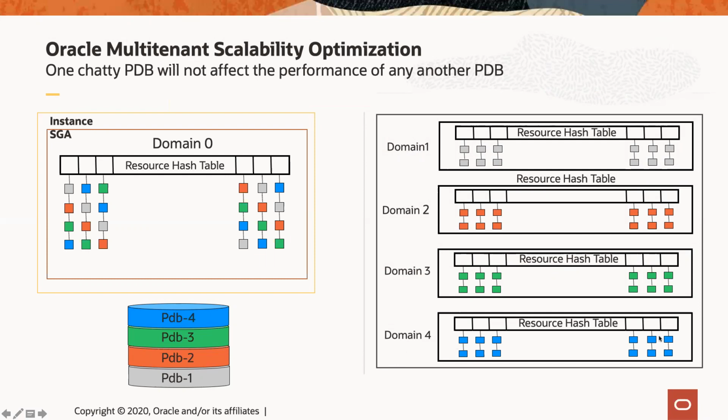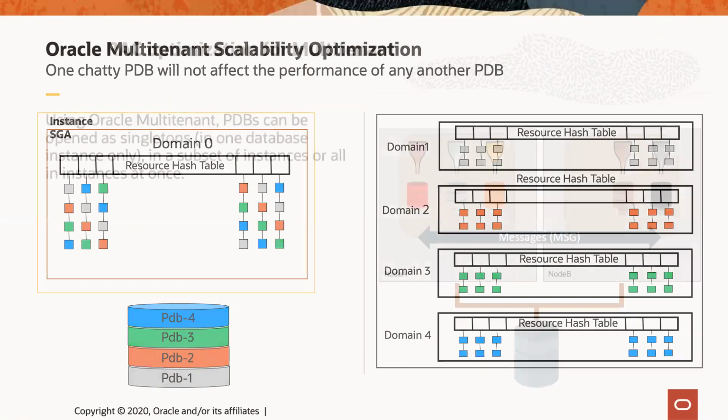So this is an amazing optimization which allows us to scale multiple PDBs in the same database, right? Because we don't have to go through what we call a single domain. We have multiple domains, or a domain per PDB.